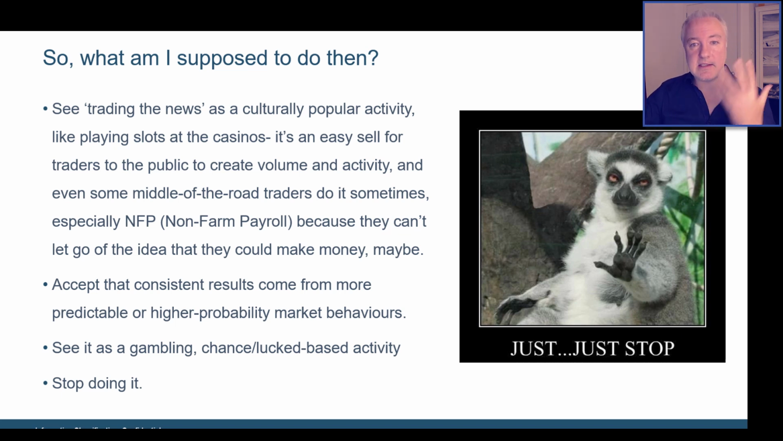So see it instead as a gambling activity because it is higher risk, lower probability, because the market can swing wildly. Even if we could see the numbers, we cannot predict how the market will react to it. And I know this regularly. I hear all my fundamental friends going, but the numbers were great. Why is the market dropping?